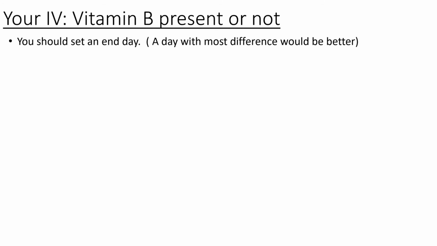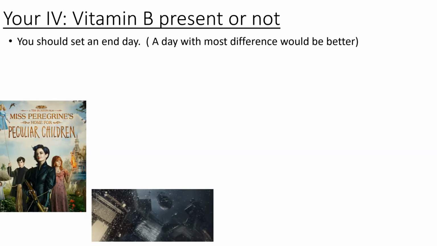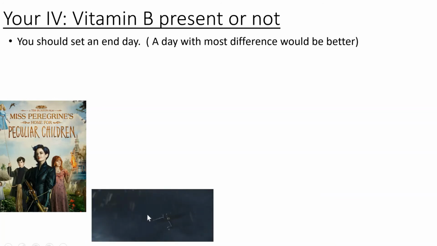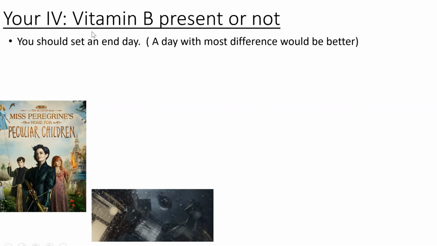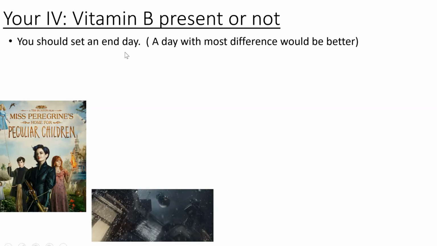So for example, let's say you measure for 5 days and it turns out day 3 is the best, with the most difference comparing distilled water with vitamin B. That reminds me of a movie about setting the perfect timing to create a time loop, okay, so same idea. You'll find the perfect timing to set the end date of your experiment.